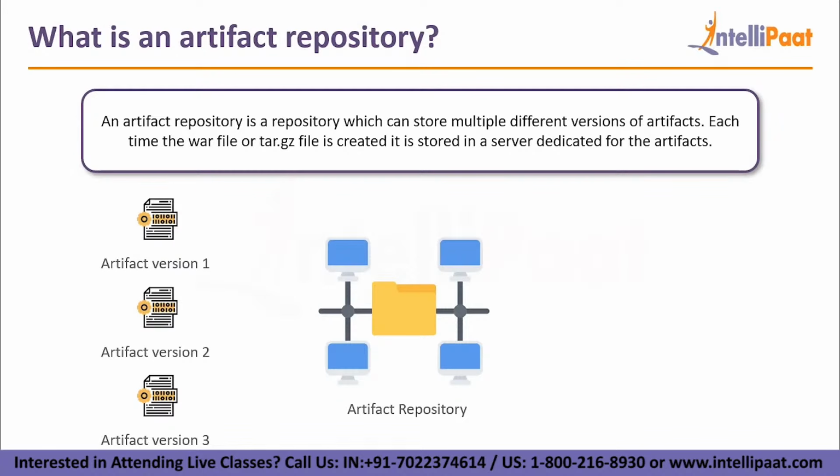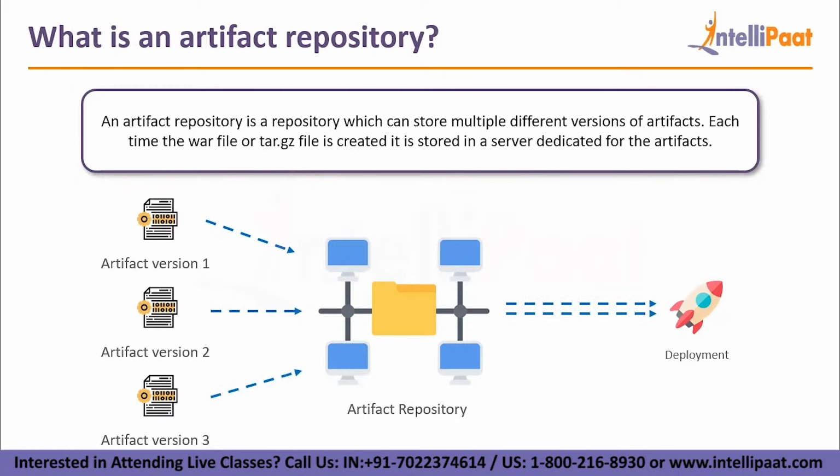For example, here, you see that there's an artifact version 1 that has been stored inside the artifact repository, and then it goes for deployment. And then artifact 2 is stored in the artifact repository, and then it goes for deployment. And same with artifact 3, which also goes for deployment. Now, suppose there was a need for a rollback because artifact version 3 has some error in it that can't be identified at the moment. But the customers still need to use the application.